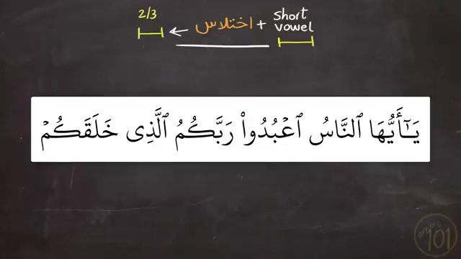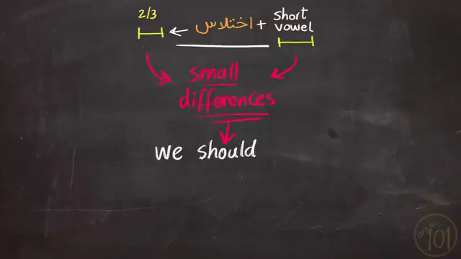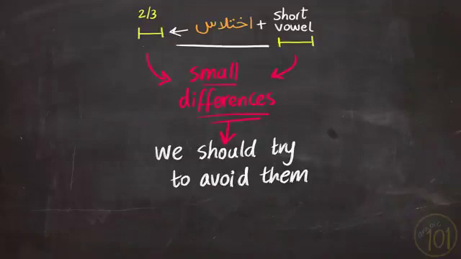Alright, so let's see if you were able to detect the mistake. The first one is indeed the correct recitation. خَلَقَكُمْ. The second one is the wrong one. خَلَقَكُمْ. And there are many other examples. And though you might feel that the differences are very minuscule, they do exist. And you should do your best not to make this mistake by being consistent in your short vowels.